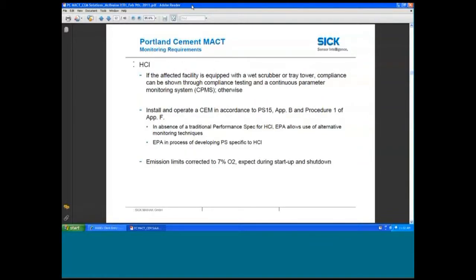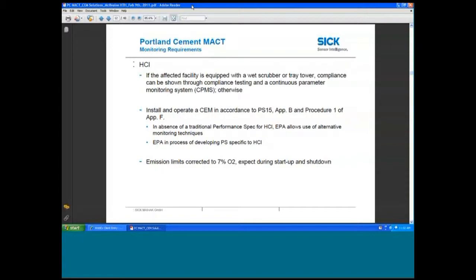HCl, if the facility is equipped with a wet scrubber, then you can show compliance to the HCl limit through parameter monitoring of the scrubber, and otherwise you must install and operate a CEM in accordance with PS15, which specifically, PS15 is a performance specification for FTIR analyzers.